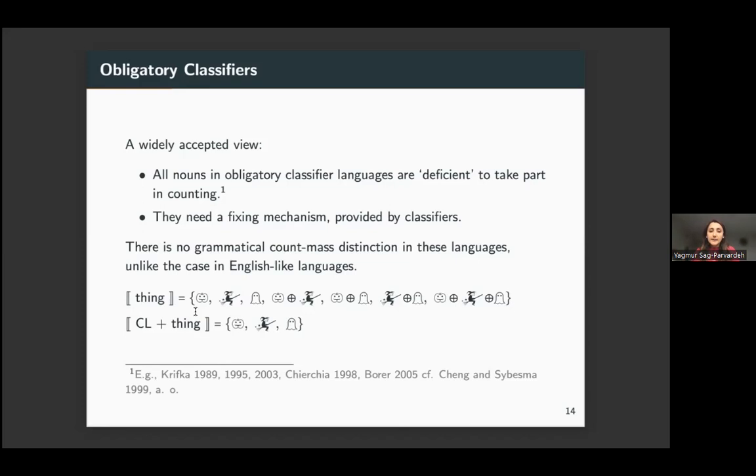So the idea is that since these nouns don't make such a distinction, they need some mechanism to be able to be counted. And that mechanism is provided by classifiers. So when you combine a noun with a classifier, then you extract the atoms out of it. Now it's ready for counting. This is what classifiers are doing, helping the noun to be able to be combined with a numeral.